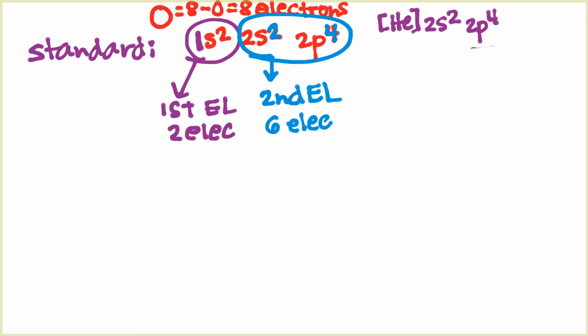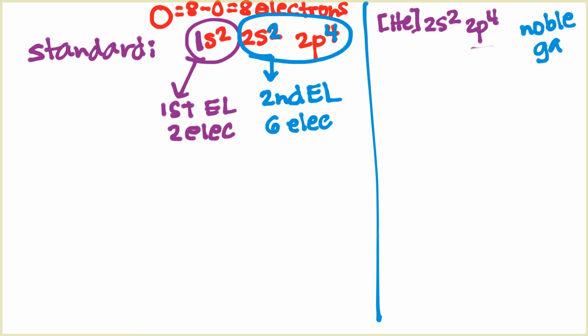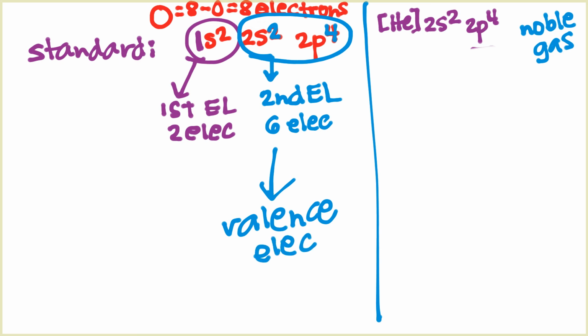Guys, if you look closely, again, let's divide this into two. And again, this is our noble gas configuration. If you look closely, based on our standard form, this is your outermost. This is your valence electrons. Again, valence electrons are your outermost electrons in the outermost energy level. So we can actually draw this.